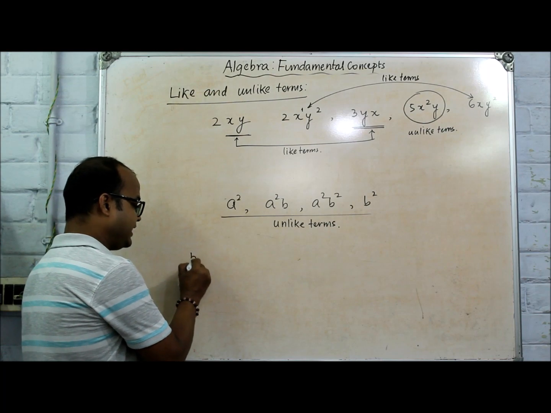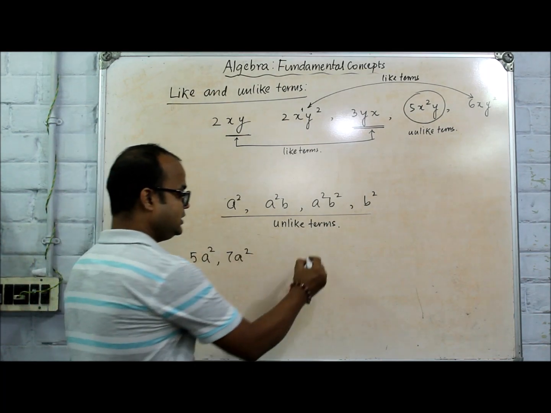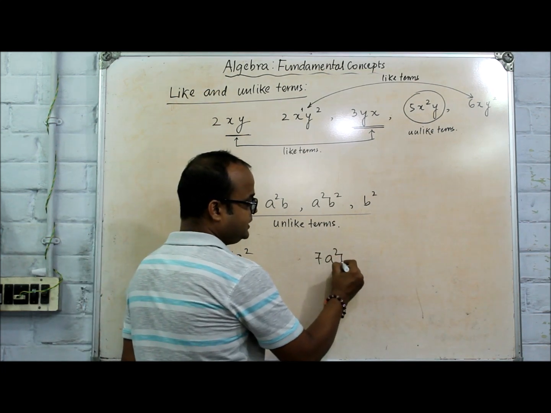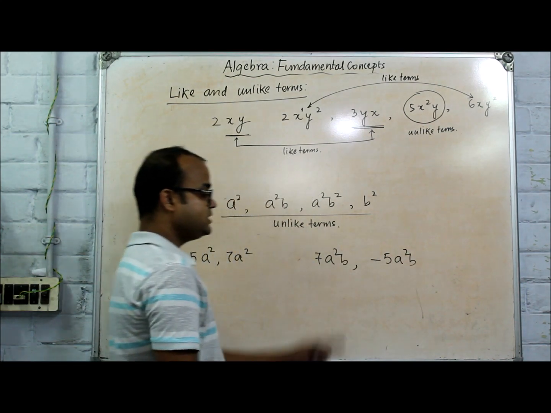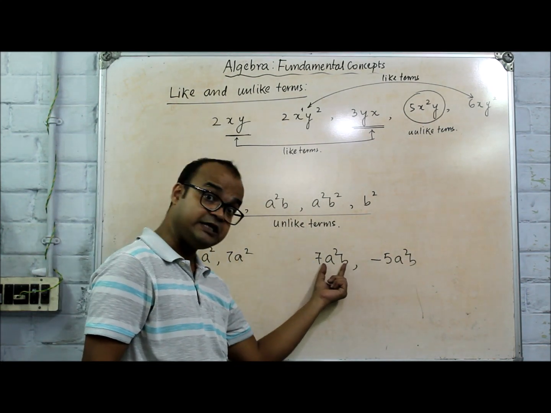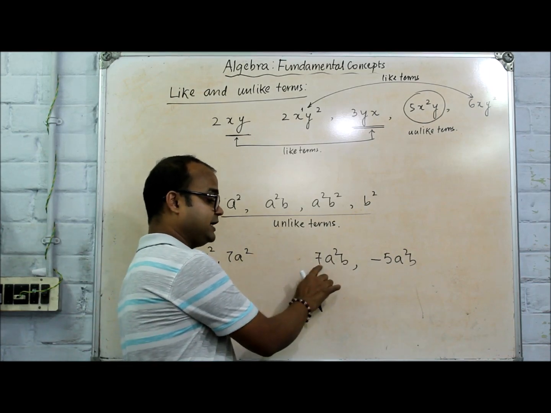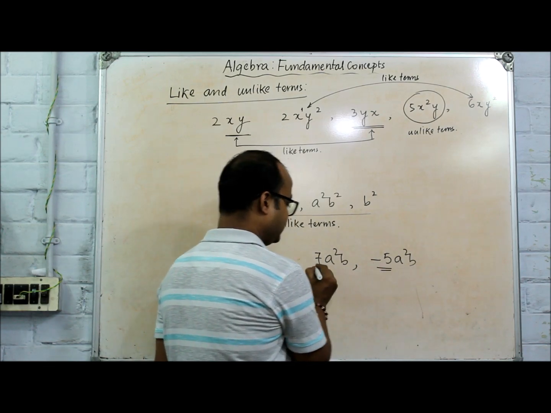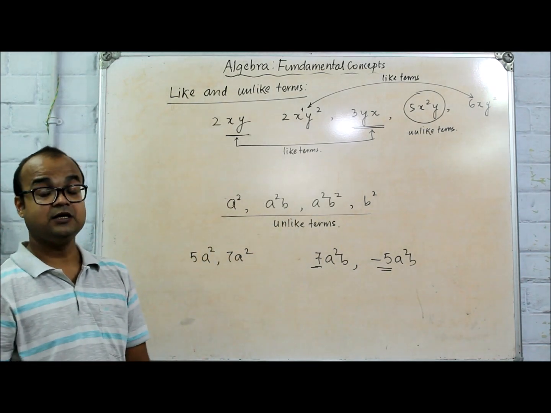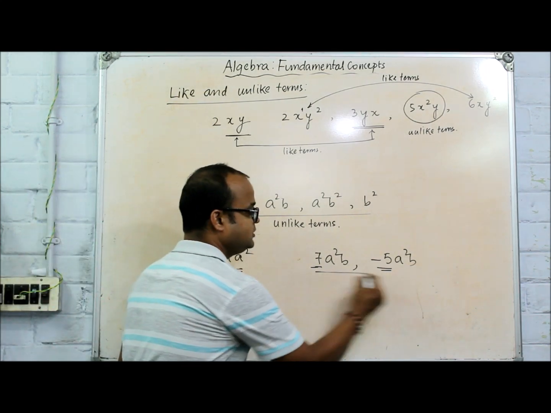Like terms are like 5a square, 7a square. These are like terms. 7a square b minus 5a square b. These are the like terms. We look at the variable. Don't go for the sign. Here the sign is plus 7a square b. Here minus 5. This doesn't mean anything to decide like or unlike terms. So these are the examples of like terms.